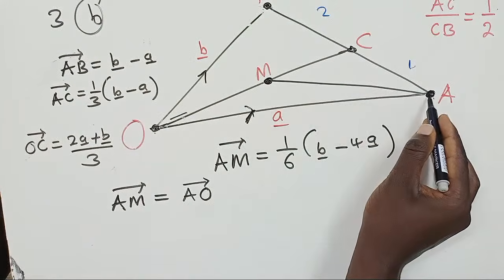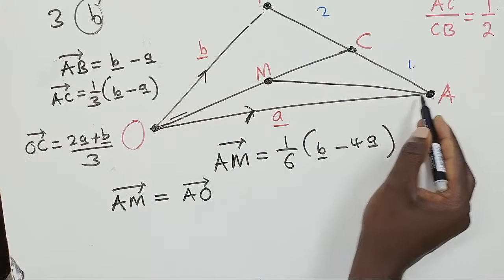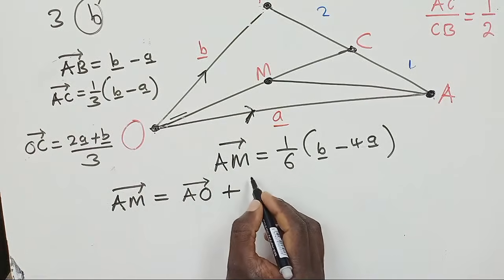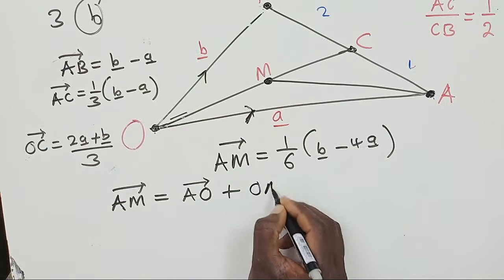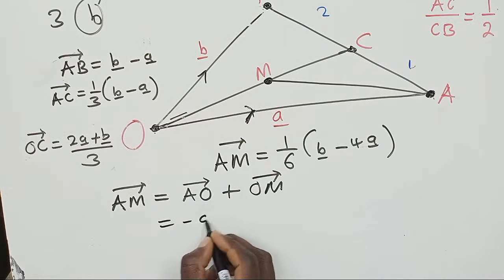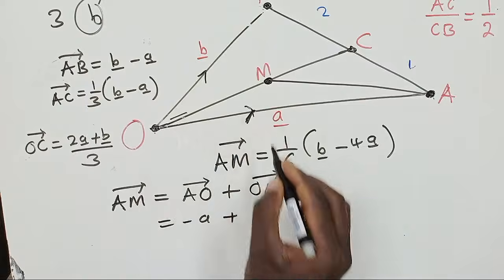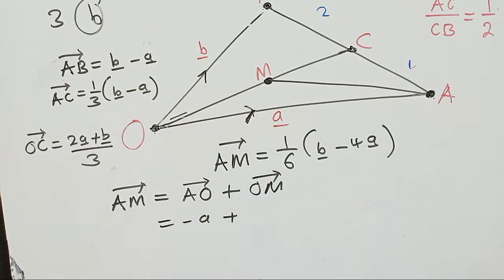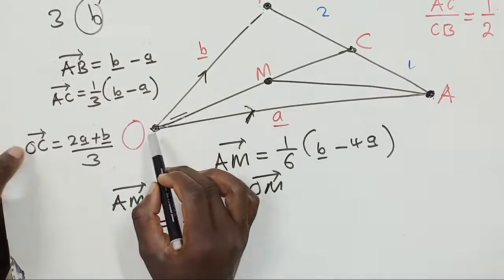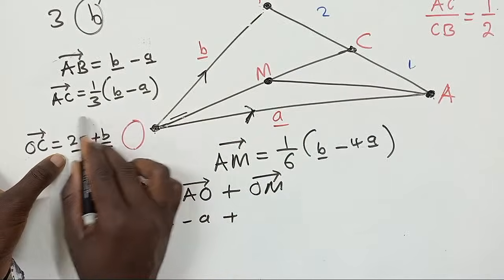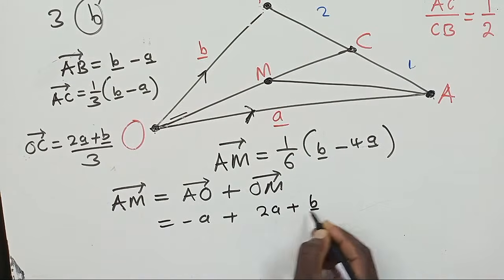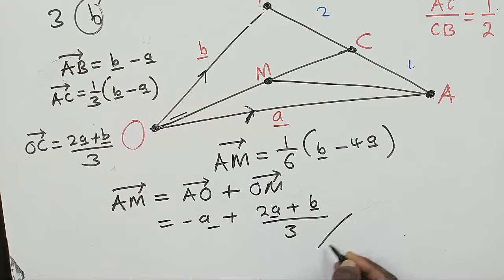AM is equal to AO plus OM. So we move like this. So what is our AO? It is negative A plus our OM. Our OM will get this OC, because we have found OC and they said M is a midpoint. So we divide our OC by 2, meaning we'll get this and divide it by 2. So it will be 2A plus B over 3 divided by 2.